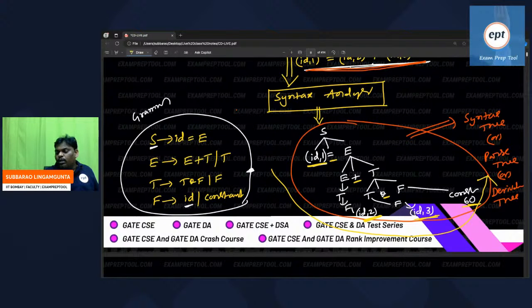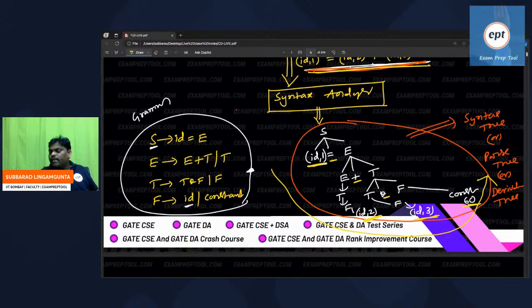Syntax analyzer input is a token string, and the output is a parse tree. What I mean to say is, for the given input string, you have to draw the tree. That tree should give the same tokens. Whatever token string you have, the same thing should come in the tree. So read all leaf nodes from left to right: ID1 equal to ID2 plus ID3 star 60.